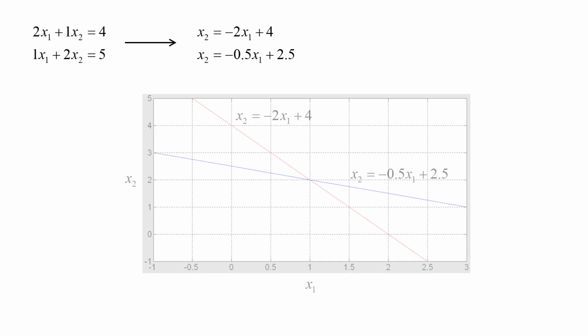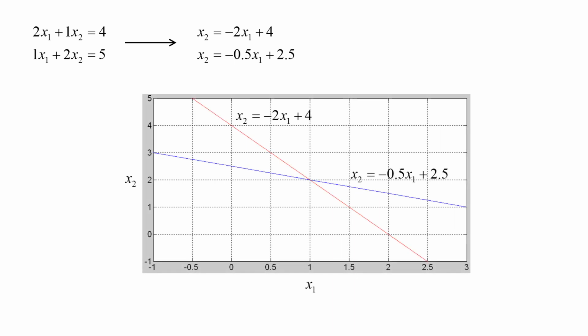If we plot the two equations on the same graph, the point where the two lines intersect represents the solution to x1 and x2. This point is (1, 2), so x1 is equal to 1 and x2 is equal to 2. When a system of linear algebraic equations consists of three or more equations, a similar concept applies, but the geometry is a bit more complicated.